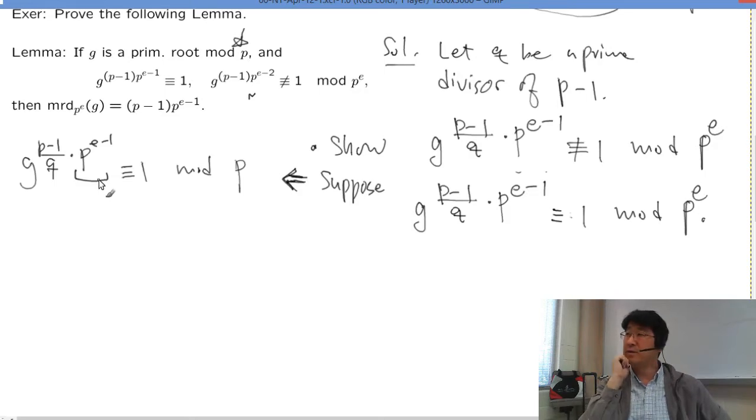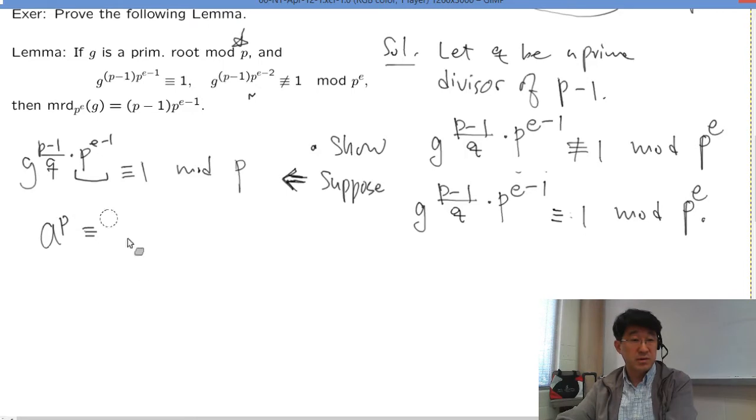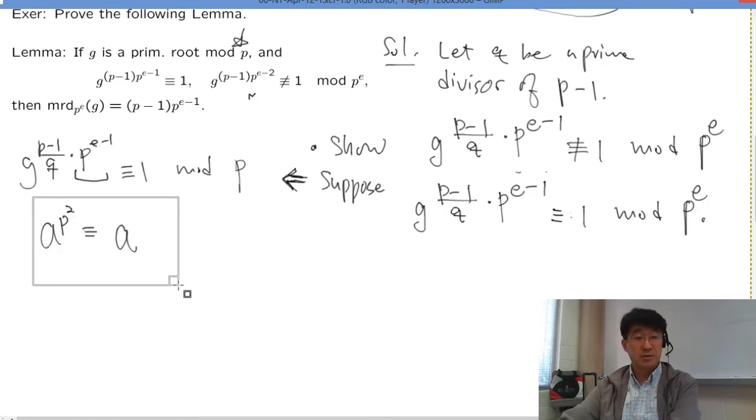Something raised to the Pth power? What theorem comes to your mind? How about if I erase this? What theorem comes to your mind? Fermat's Little Theorem, right? So what is it? A to the P is congruent to A, so A to the P minus 1 is congruent to 1, right? If you do that, of course it remains the same. So you see that P is irrelevant now? You can get rid of it.